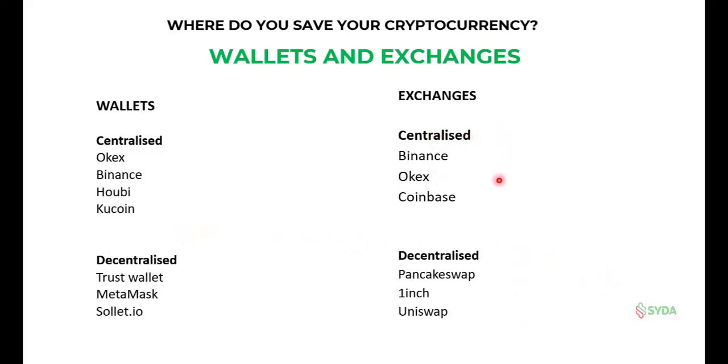But if you lose, let's say, your ATM pin that is in your bank, you can easily go to your bank and request a reset. So that's basically the difference between exchanges and wallets that are centralized versus wallets and exchanges that are decentralized. You just have to know this difference at all times.